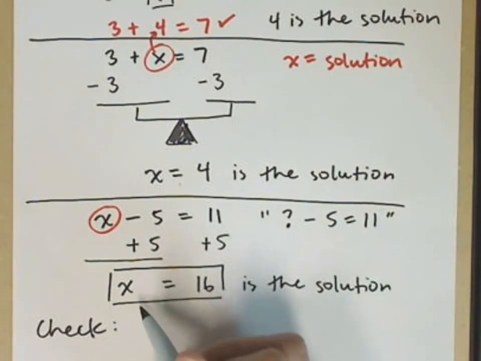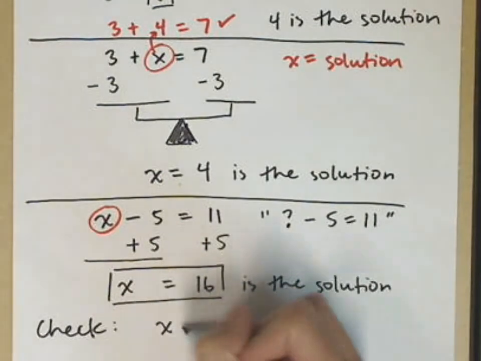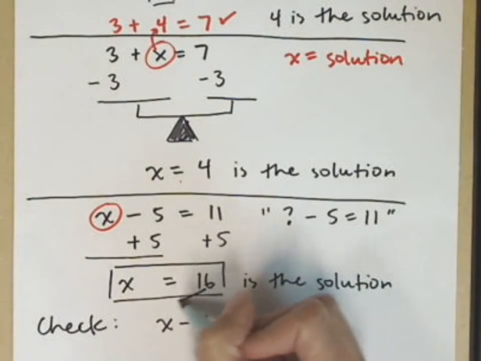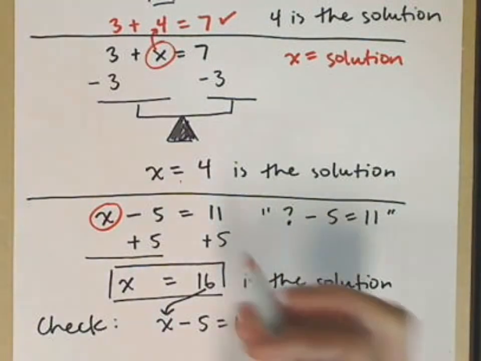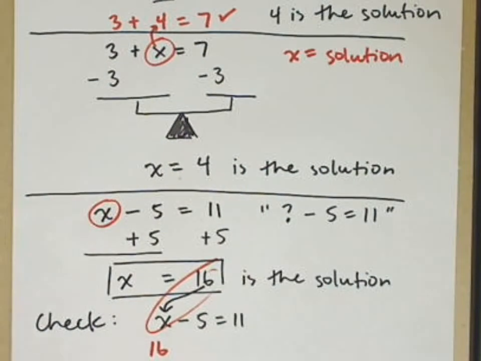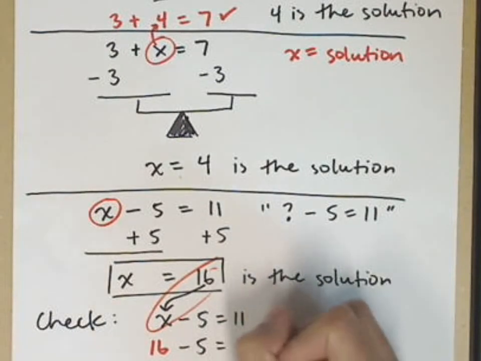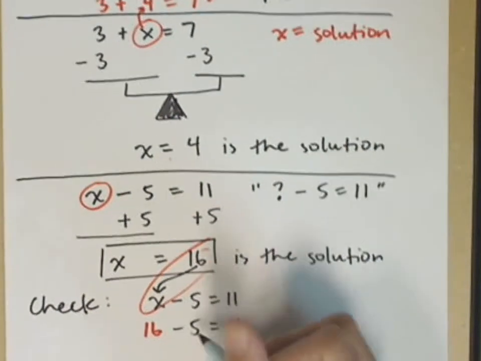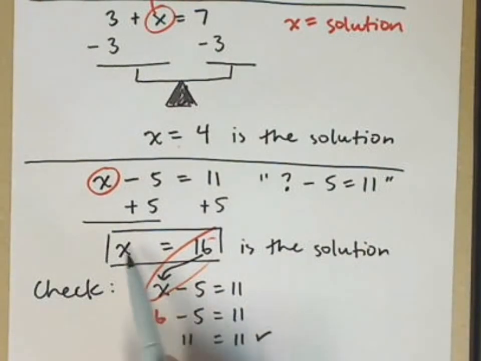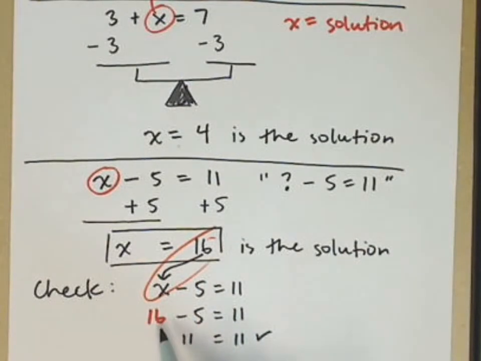To check it, we're just going to substitute. The original equation was some number minus 5 equals 11. I've got 16 for that number, so I'm going to substitute a 16 for the x. So it becomes 16 minus 5 equals 11. Is this true? 16 minus 5 is 11, and that does in fact equal 11. So my answer here is the 16, but I can check it by putting it back into my equation by substituting and making sure that it works, that I get 11 on both sides of the equation.